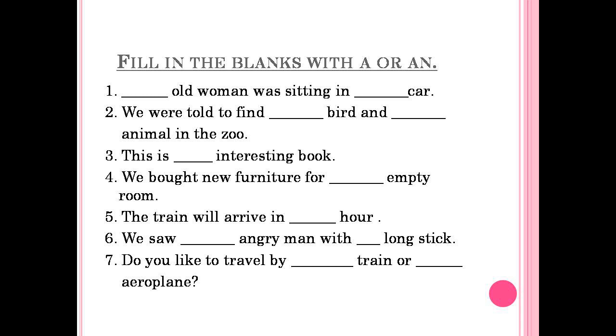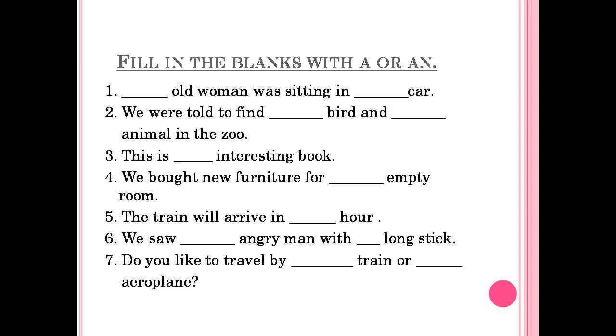So, children, we have learned 7 rules to use the indefinite articles "a" and "an". Now, let's do this exercise to revise those rules. We'll be reading these sentences very carefully and applying the knowledge which we have learned, and using that knowledge we'll be completing these sentences.